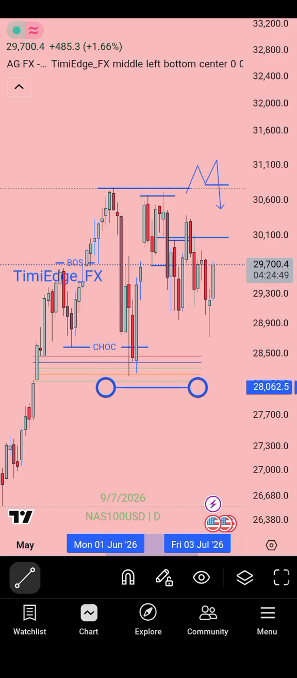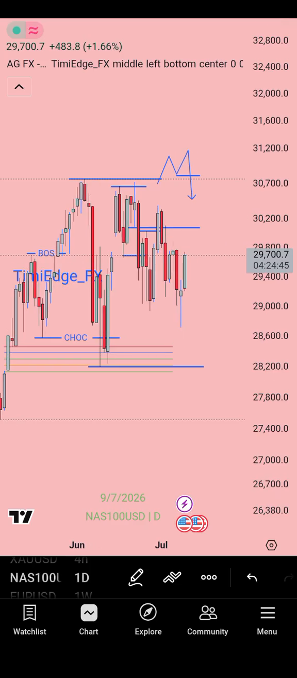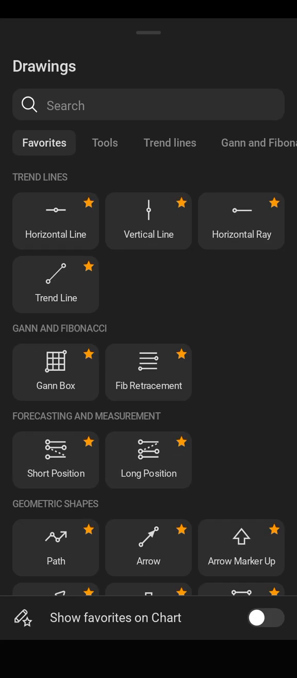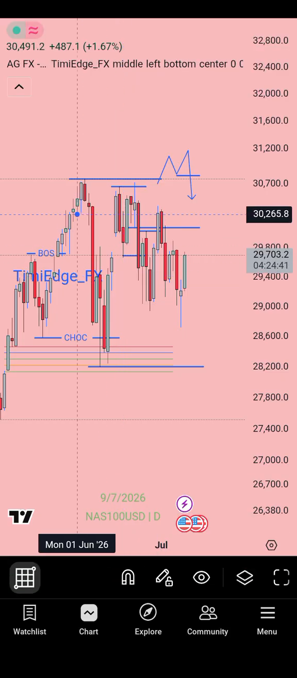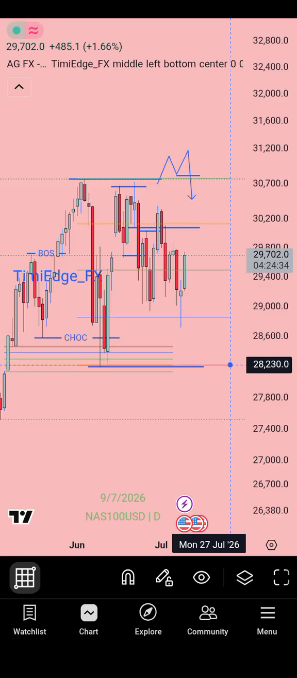The dealing range low here, right, of the change of character dealing range. So what do you want to do next? You want to look at it like this. You want to draw your gun box again, right? Where is price likely to pull back to?